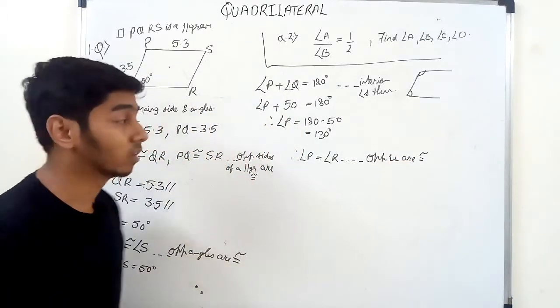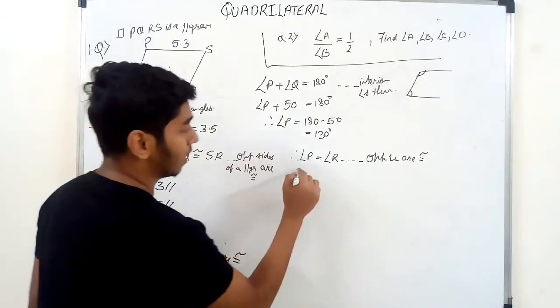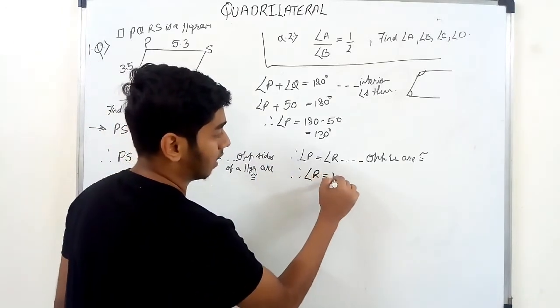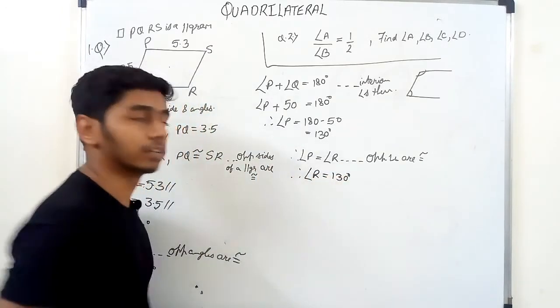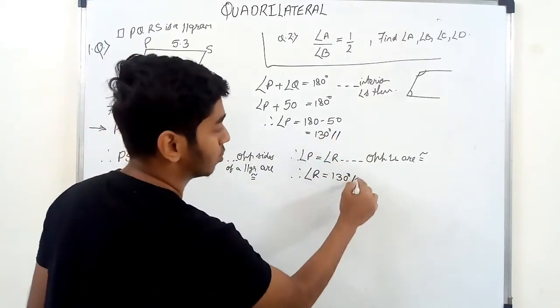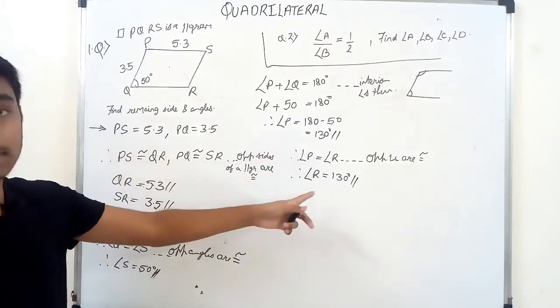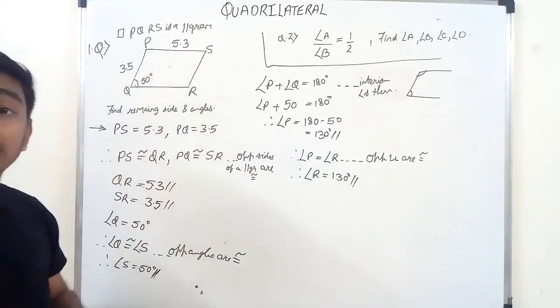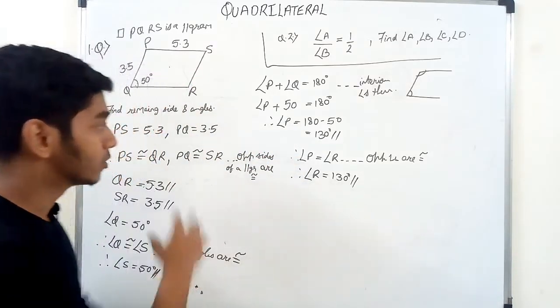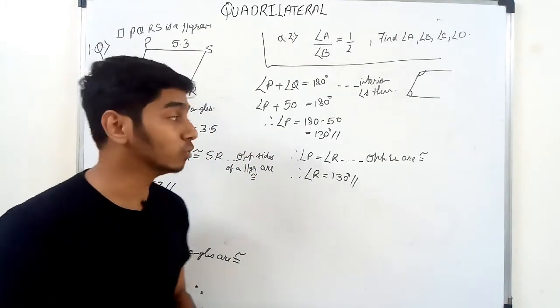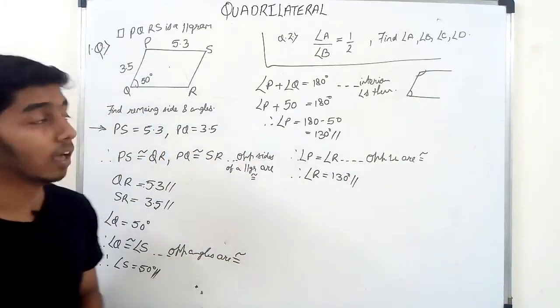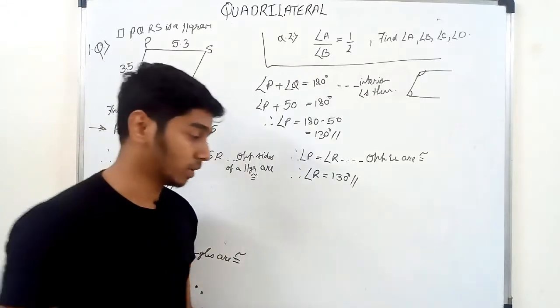Opposite angles are congruent. Therefore, angle R is 130. So I hope you have understood this. We have found all the three remaining angles, and the two remaining sides also. I hope you have understood the first question. We used those rules itself. Now we'll see the second question.